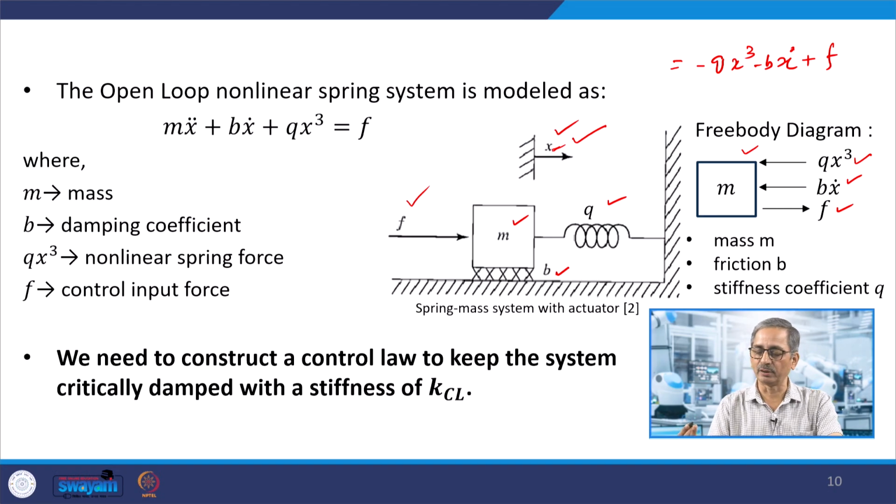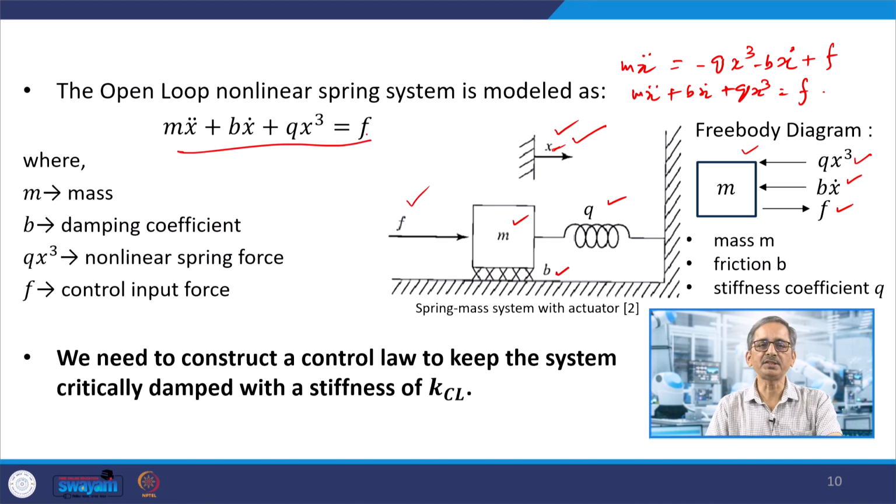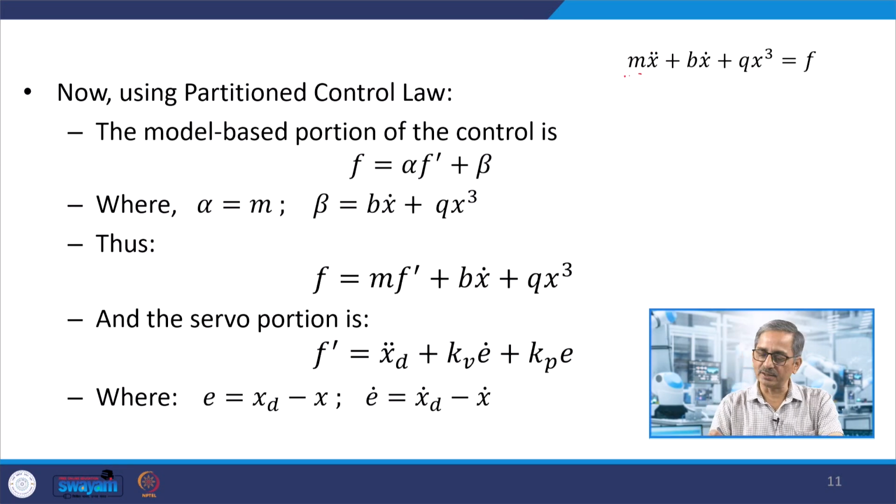F I could include here. So this will be m x double dot. This basically gives me m x double dot plus b x dot plus q x cube is equal to f, this equation. We need to construct a control law now for this f, to keep the system critically damped with a stiffness, say k critical. So, this is my equation of motion for the system.